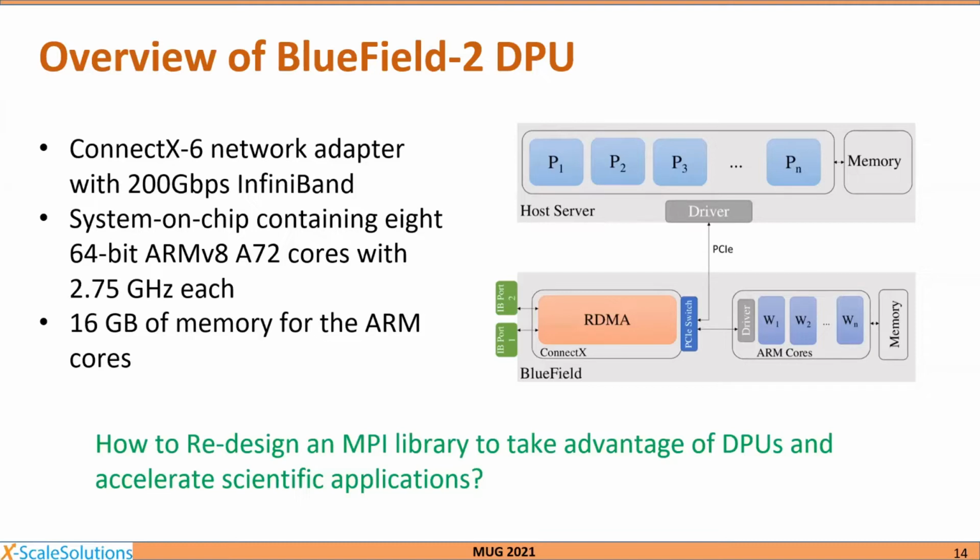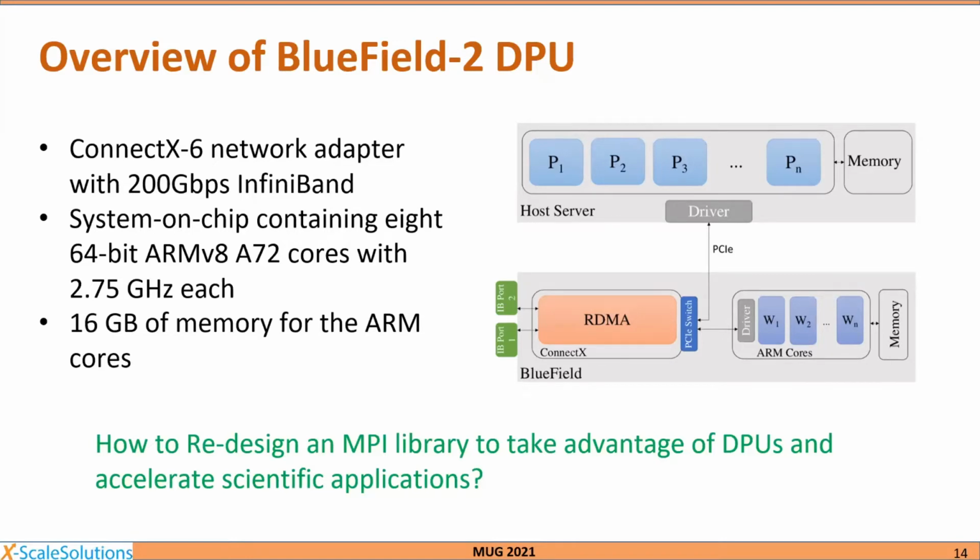Okay, and the DPU is externally attached to the host. This particular DPU has not only a network adapter, which is a ConnectX-6, but it also has an array of ARM cores, which supports some kind of general purpose programming capability. And that's what we're using for offloading some of the networking functionality.